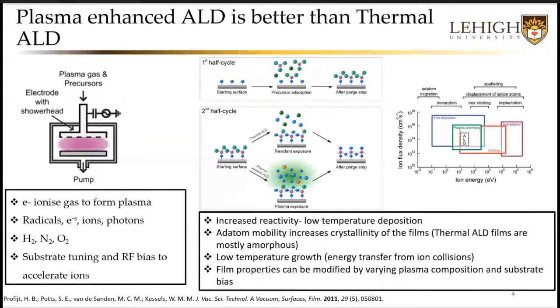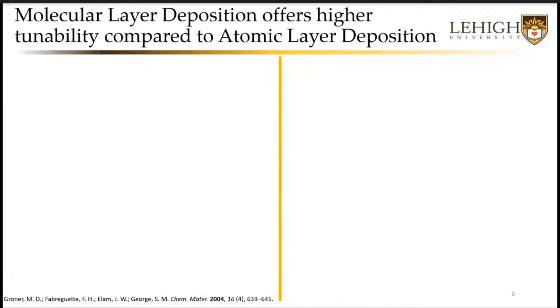Plasma conditions can be varied by changing the substrate bias. So the molecular layer deposition, as I said, has the organics incorporated. That's why it has more tunability, but we'll see why. Atomic layer deposition, usually it can be done from 33 degrees to 300 degrees C. These have been reported in the literature.